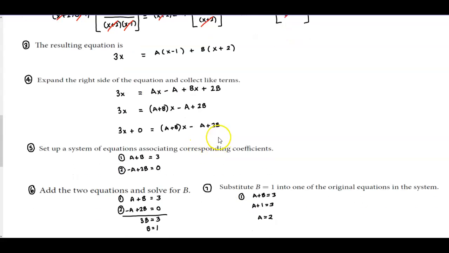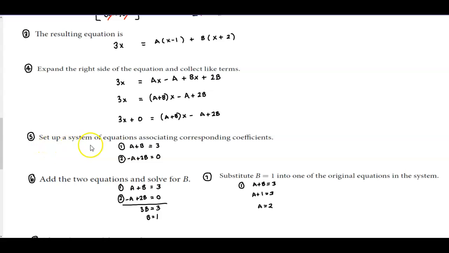And so then what we end up getting is the following equation. Now I add a 0 there for a specific reason. When we start step number 5, they want us to set up a system of equations associating corresponding coefficients. If you look on the left side of the equation, the coefficient for x is 3, and the coefficient on the right side is A plus B. So that gives us equation 1, where we set A plus B equal to 3.